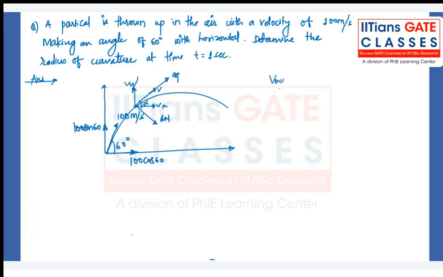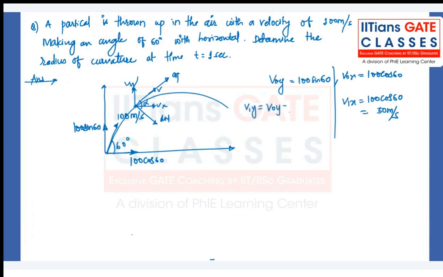So V naught Y is 100 sine of 60, and V naught X is 100 cos of 60. And how will you calculate V1X? V1X will be the same, that is 100 cos of 60, which is 50 meters per second. What about V1Y? V1Y is equal to U minus GT, so it's V naught Y minus G times T. So it's 100 sine 60 minus 9.81 into 1, which is 76.79 meters per second. So this is V1Y.